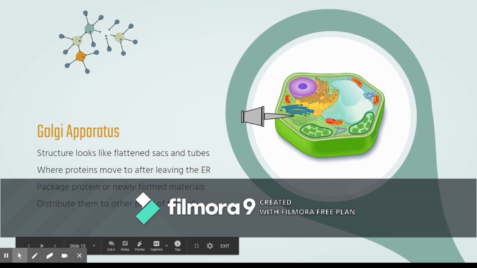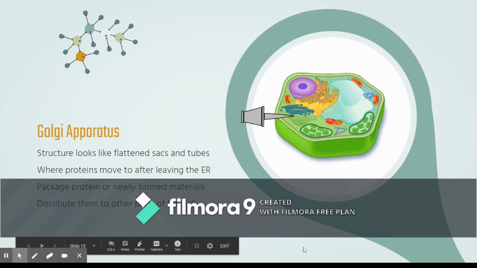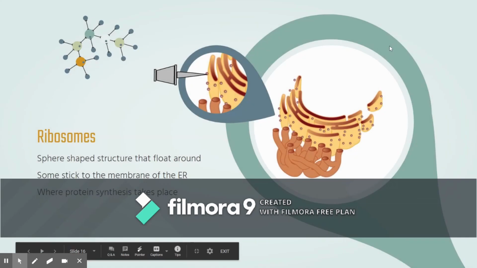Golgi apparatus. It is a structure that looks like flattened sacs and tubes, as shown in the visual. It is where protein moves to after leaving the ER. It packages protein or newly formed materials and distributes them to other places.